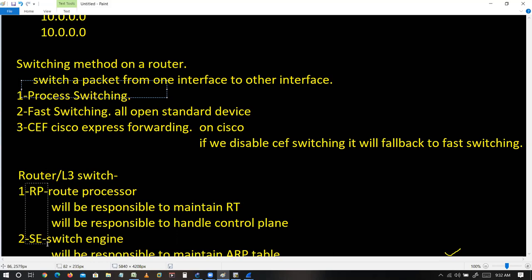So these are components. They are like the memory of a router, we can say, because using these, the router will build a routing table. Using these, the router will build an ARP table, right? So we have discussed the methods of switching on a router.